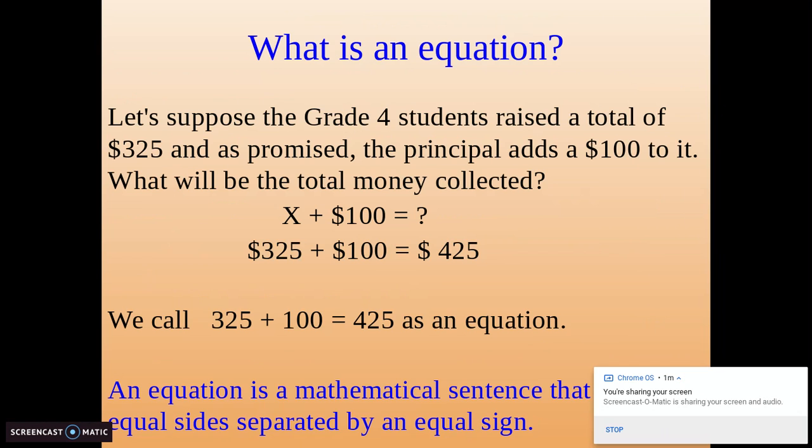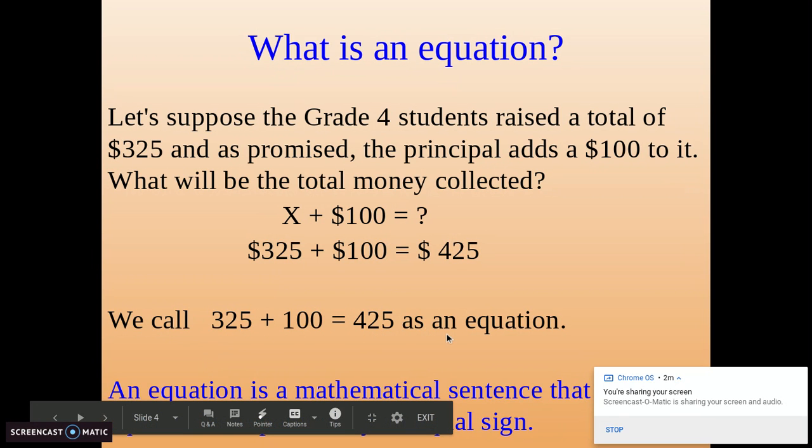What is an equation? Now, continuing with the same situation, let's suppose the grade 4 students have now raised a total of $325, and as promised, the principal adds $100 to it. Now, what will be the total money collected? The total money collected will be the variable x plus $100. Now that we know that the money collected by the students is $325, in place of x, we are substituting its value by $325. So $325 plus $100 will be equal to $425. Now we call this, writing 325 plus 100 equals 425, an equation.